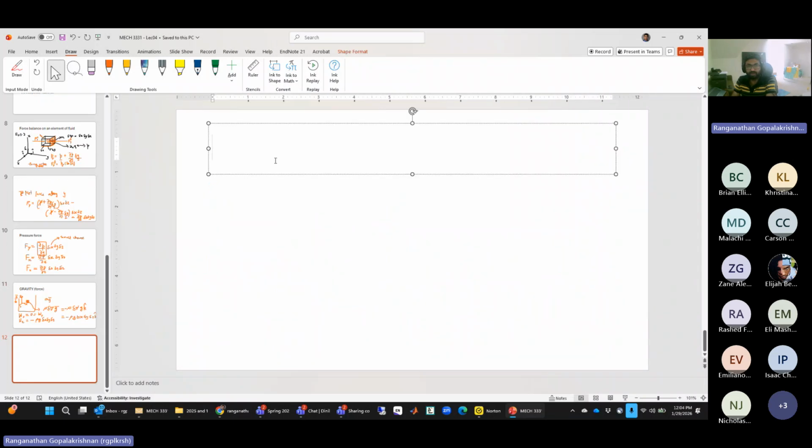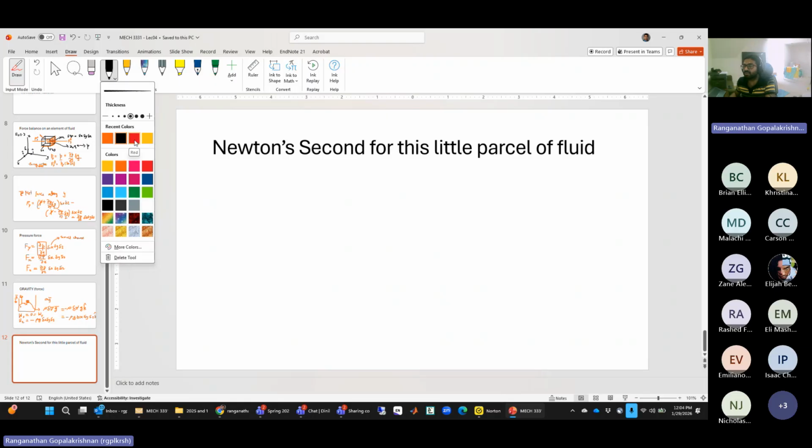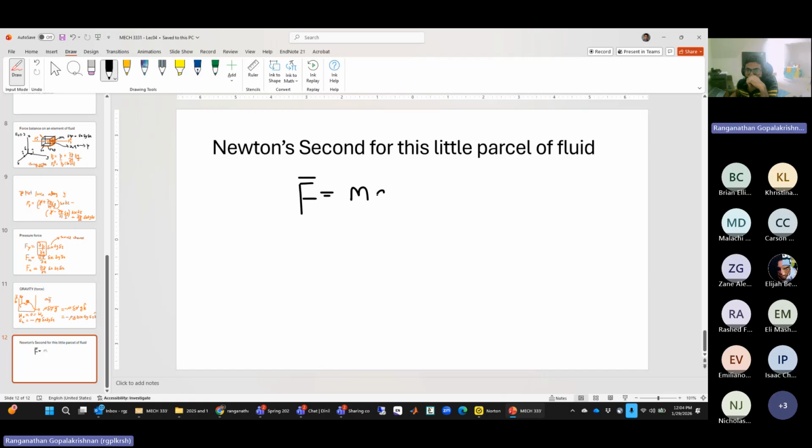Then if we have Newton's second law for this little parcel of fluid, what is Newton's second law? You recall from your mechanics courses or statics course? F equals MA. Thank you. And we have two kinds of external force. One is the pressure force that we worked out, and the other is gravity. Because we are dealing with only pressure, no shear. That's where we started. So if I take the x direction, I would write Fx due to the pressure. Gravity has no contribution in the x direction. That should be equal to mass times acceleration.